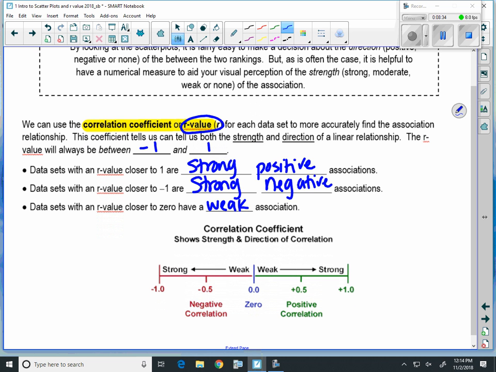0, weak. What about 0.1? Is that strong or weak? Weak. It's really close to 0. What about 0.5? It's a positive correlation. You kind of say semi-strong, right? Not weak, but kind of semi-strong. And we'll talk more about that. So here's a good reference guide for you when it comes to filling out a chart.